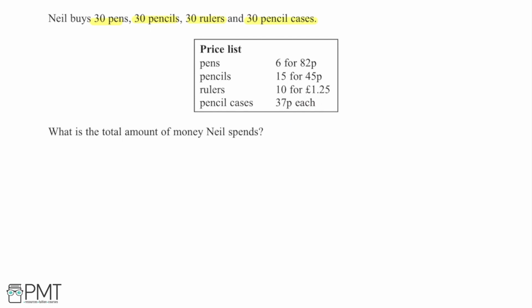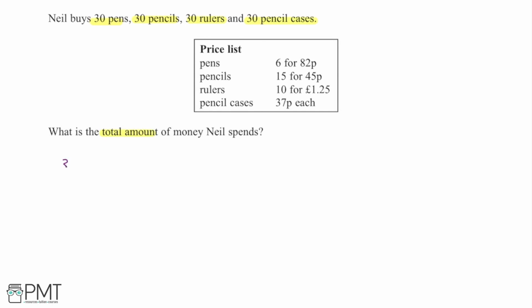And we're asked to use this information to find the total amount of money that Neil spends on all of these items. So the way that I'm going to go about doing this is finding the cost of each 30 of each thing and then adding them all together and finding the total cost for all of those. So if I start by working from the top of the list, pens, he wants 30 pens. Now if the pens come in lots of 6, how many lots of 6 are we going to need to buy to have 30 pens?